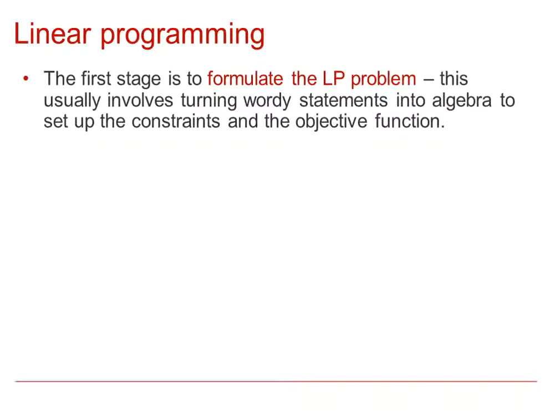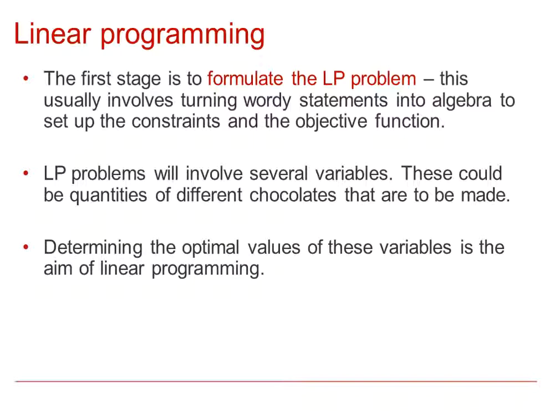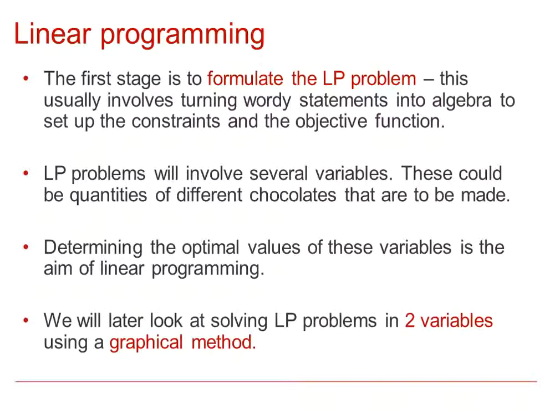The first stage to a linear program is to formulate the linear program. This usually involves turning a very wordy statement into algebra to set up the constraint and set up the objective function. Linear programming can involve several variables. These could be quantities of different chocolates that need to be made, for example, or in our case, the number of types of boxes that we are going to look at. Determining the optimal values for these variables is the aim of the linear program. We will later look at solving linear programming in two variables using a graphical method.